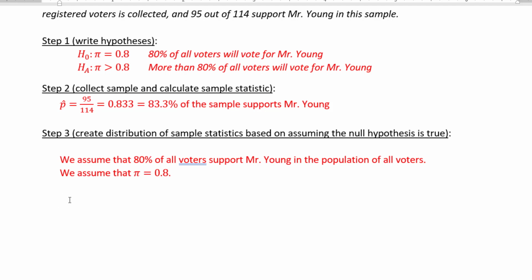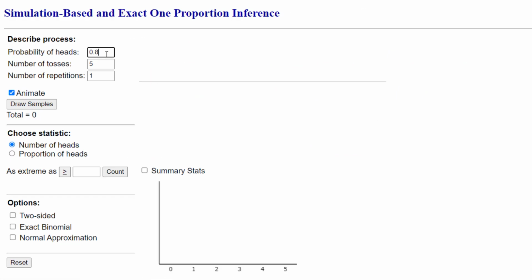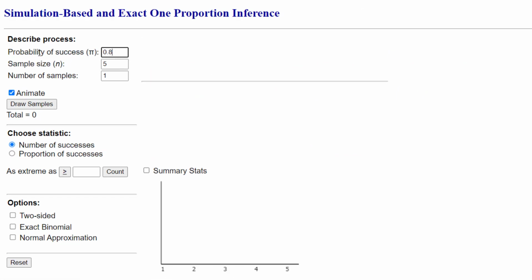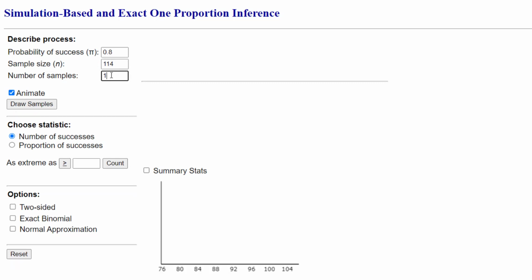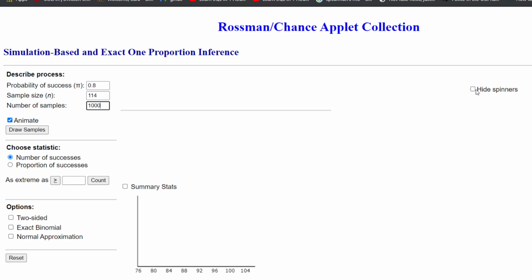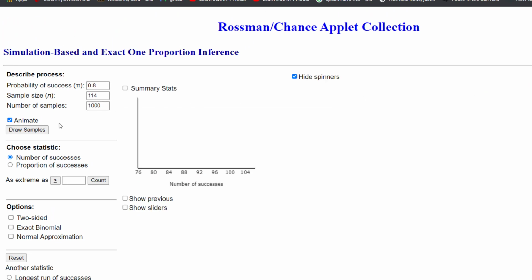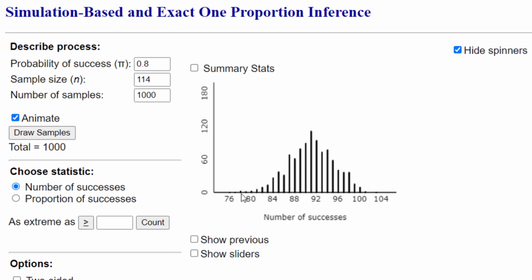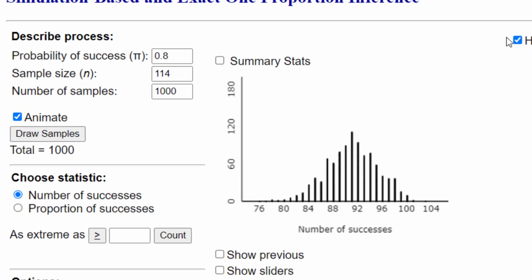So I open up the one proportion applet in Rossmann Chance applets. The probability of heads, we put 0.8. When I press enter, it changes it to probability of success pi, which is 0.8. We're assuming pi is 0.8. The sample size, our sample was 114 people from the population. I'm going to create a simulated distribution of 1,000 sample statistics. I hide the spinners. Draw the samples. There is our roughly normally shaped distribution.